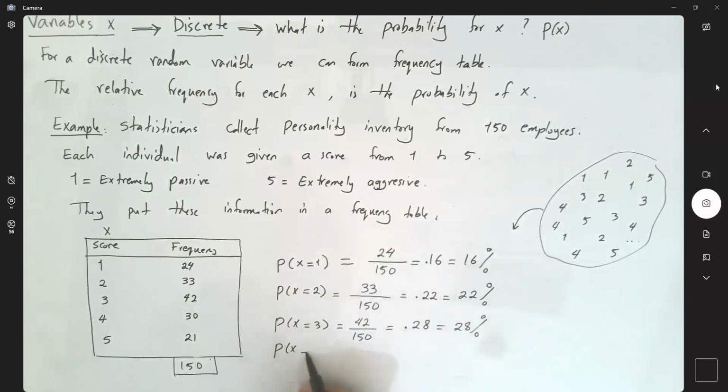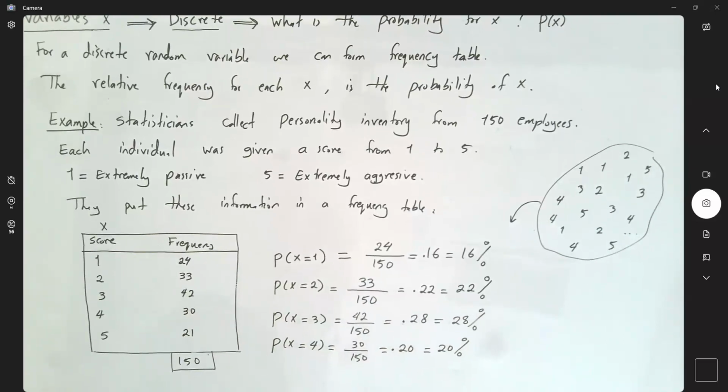And find the probability that X is 4. The number of people who scored 4 is 30. So we have 30 divided by 150, which is 0.20 or 20%. And finally, what is the probability that I randomly select a person and that person scored 5? It is 21 divided by 150, which is 0.14 or 14%.